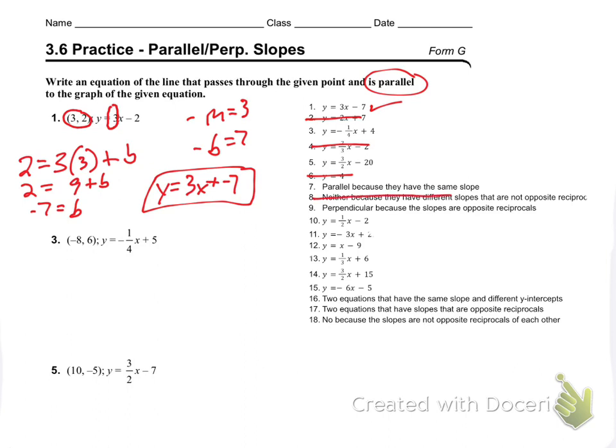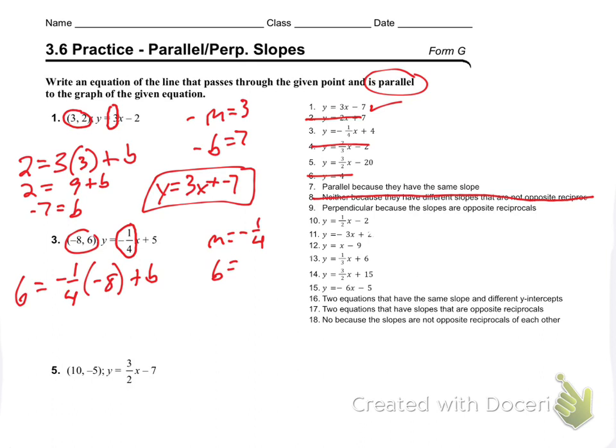All right, then we are going to go to number 3. So it's parallel, so I'm going to use negative 1/4 as my slope. So my slope is negative 1/4. Looking for my b, I'm going to use these points here. So 6 is going to be equal to negative 1/4 times negative 8 plus b.